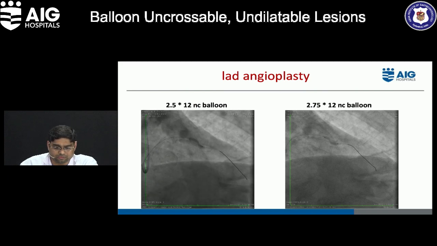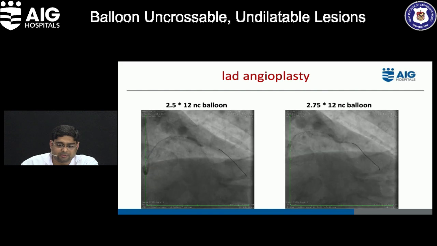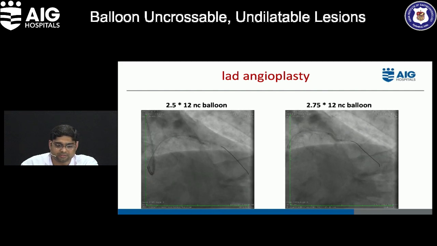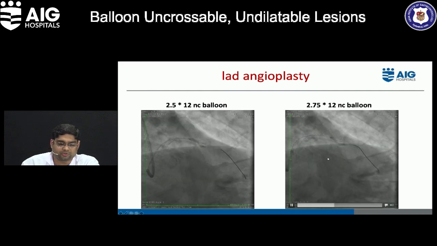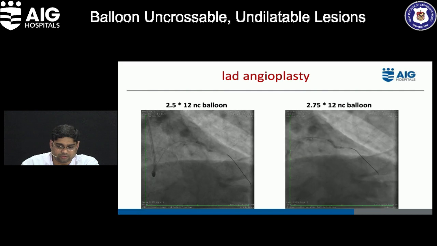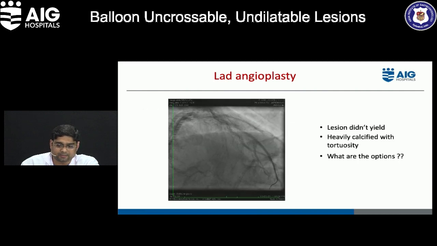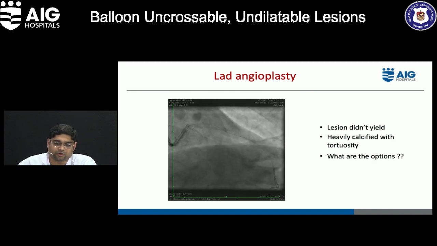Initially we tried to pass a 2.5 and then upgraded to a 2.75 NC balloon with gentle predilatation, but here you can clearly see the dog boning effect with the waist, and straight away we understood that this is not going to work. There is a heavily calcified lesion with tortuosity. So what are our options?